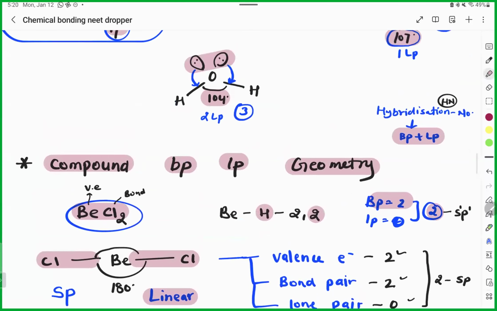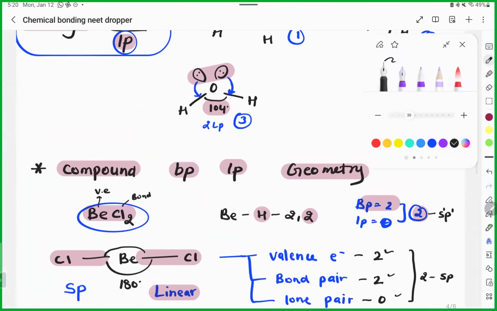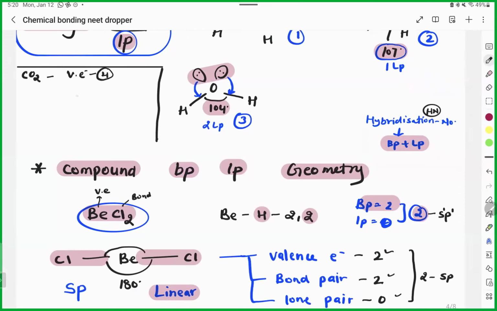Exactly the same thing happens in the case of CO2. Example, if you take CO2, what is the number of valence electrons? Valence electron 4 in the case of carbon. So carbon has a total of 4 electrons. And how many oxygens do you have? 2. 1 oxygen here, 1 oxygen here. Every oxygen tries to make 2 bonds and carbon makes 4 bonds. Total 4 bonds done.